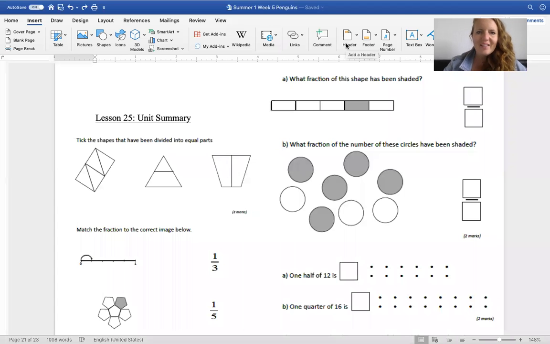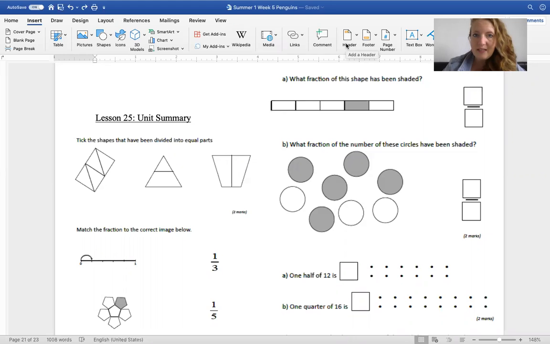Hi, Year 3. Today we're going to be doing lesson 25, and this is actually the last math lesson that we're going to be doing on fractions. Hooray! Now, today's lesson is actually a bit different because I'm not going to be teaching you anything. I'm just going to be looking through your document and giving you some tips on what to do.